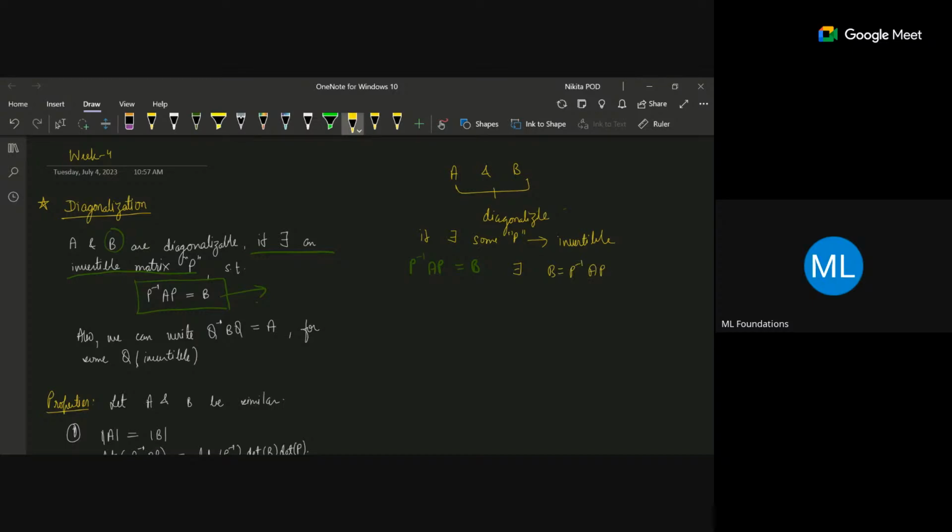And this we have written for B in the form of A, but we can also write similarly that if there exists some invertible matrix Q, such that A equals Q inverse BQ. So both ways we can write. This is what I had written. Either you can write A as Q inverse BQ, or you can write B equal to P inverse AP. It's just that P and Q should be invertible. All right.